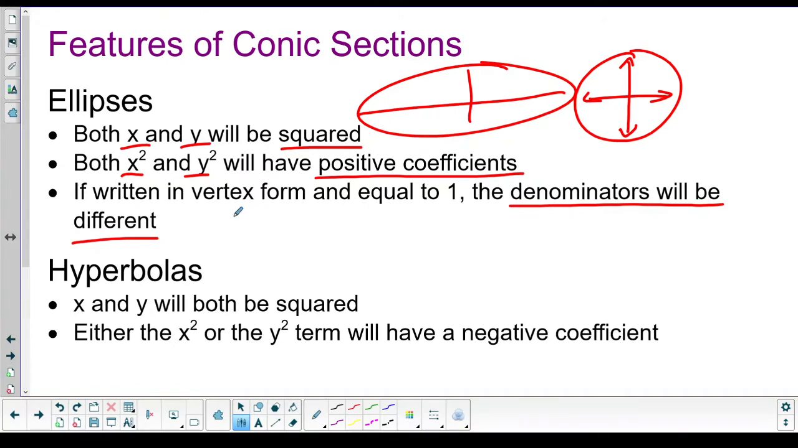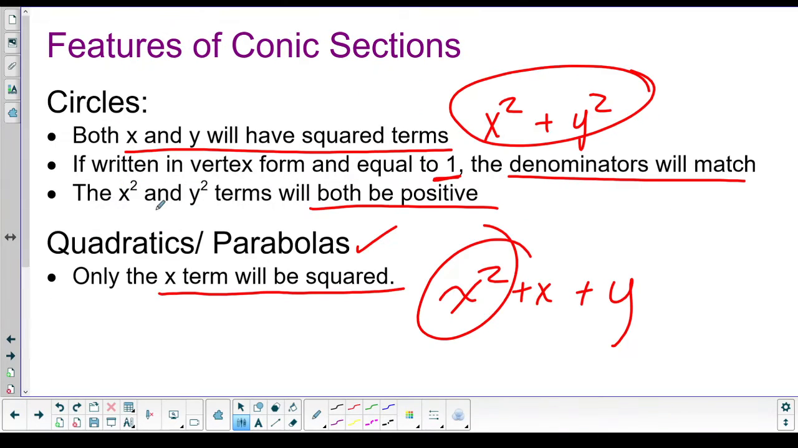So there we go. Hyperbolas are the last one. Again, we will have x and y squared. This is why quadratics are so easy to find. It's the only one without them both squared.